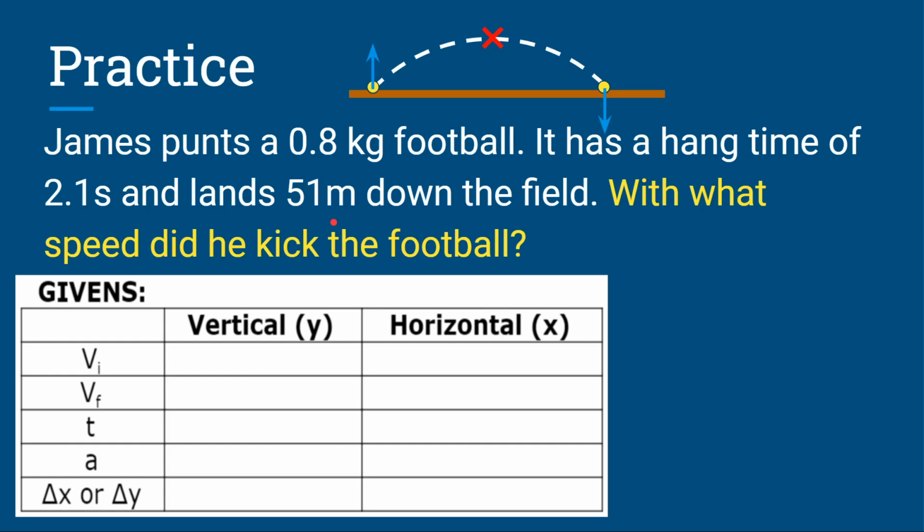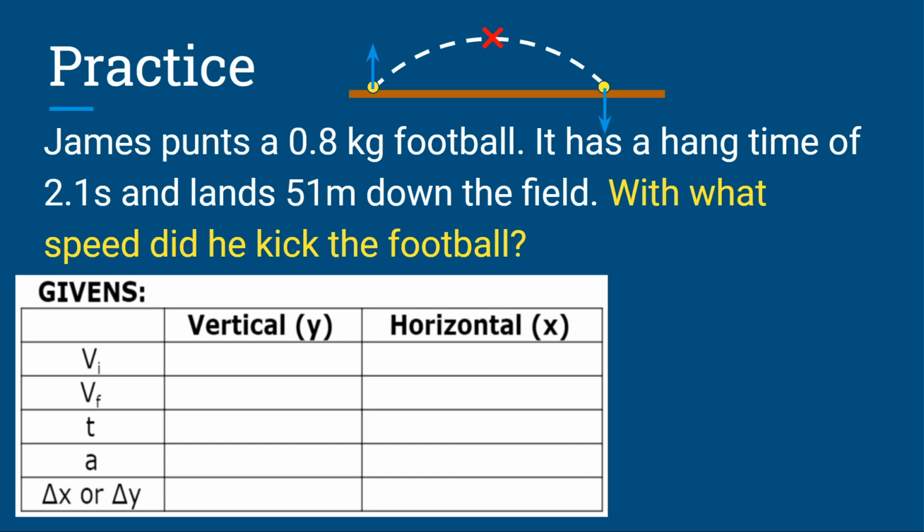They don't tell us what the angle is. In fact, they're asking us to find how fast it's going at the end. I know that he punts it with both an initial horizontal and an initial vertical velocity, but I'm going to have to figure out what both of those are in order to answer this question, because it doesn't say what's the horizontal speed he kicks it with, and it doesn't say what's the vertical speed he kicks it with. It just says what's the speed. And if you're asked what's the speed, it's asking for the resultant, that diagonal, the hypotenuse of your triangle. So we have to find both of those pieces in order to answer this question.